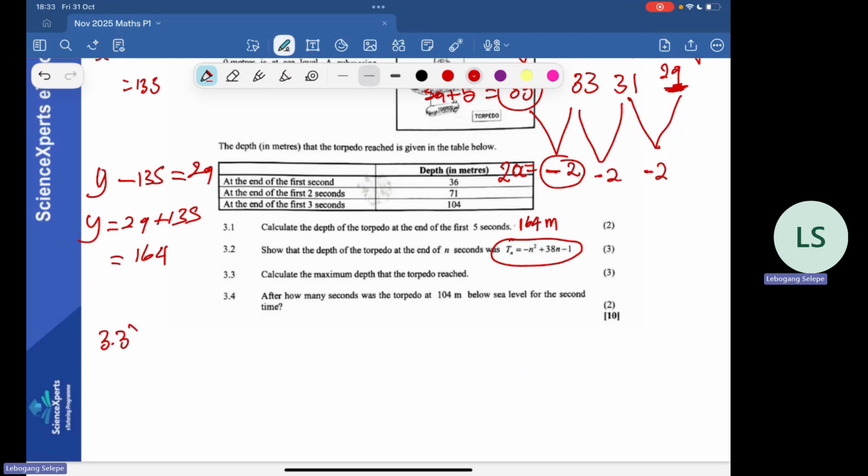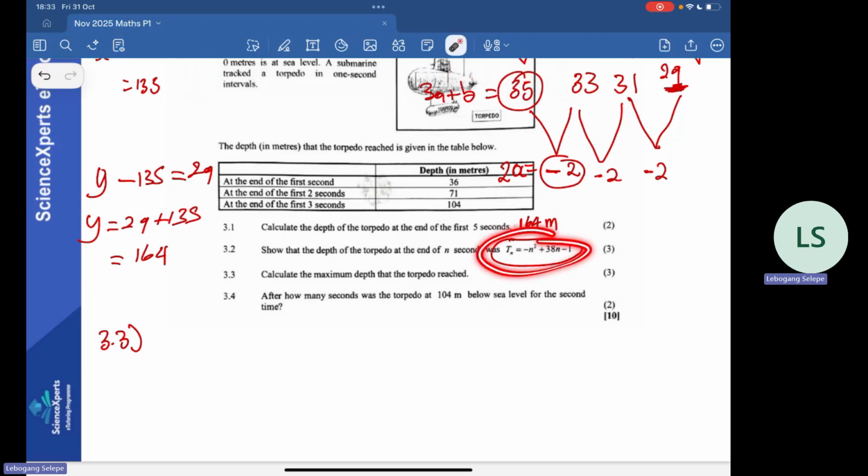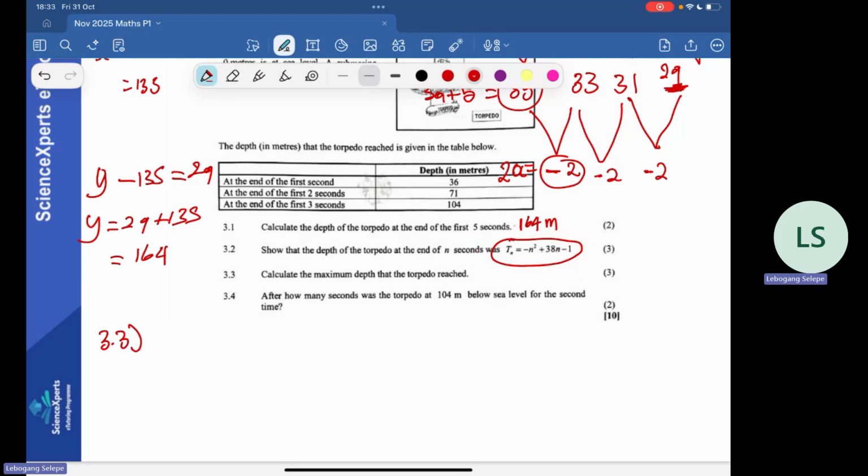Right, 3.3, they say we should calculate the maximum depth of the torpedo. This is a beautiful question. It's a common question. It has been repeating across the years. If you've been doing past papers, you'd see that they might ask you to calculate the maximum or minimum under number patterns. It's nothing new, right? A number pattern is different from a quadratic function in that the range of a number pattern is counting numbers, but it can still have a maximum or minimum. So how would we calculate the minimum value or the maximum value?